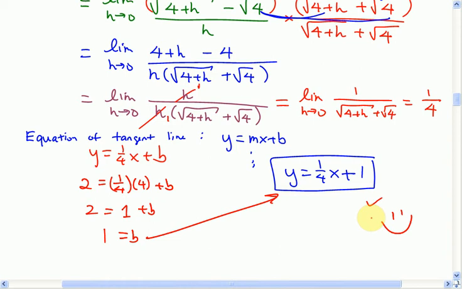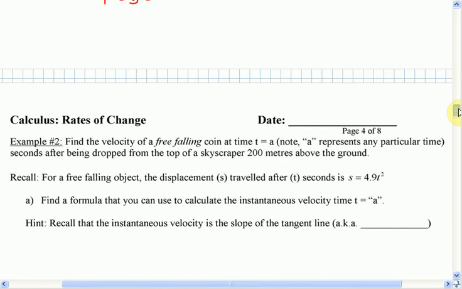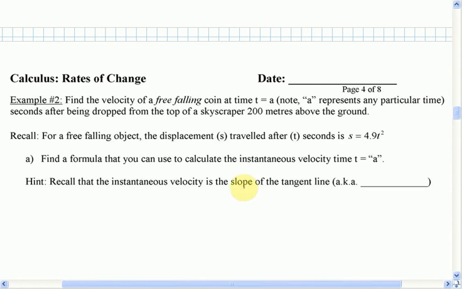All right. The next question, example number 2. Hey, we've done something like this before as well, okay? This is the one where on the first day I also asked you to do this one about the velocity of a free-falling coin. And we talked about how it falls off the cliff or the skyscraper, and you had to figure out the velocity. And more importantly, in calculus, we don't talk about just general velocity, but we're talking about the instantaneous velocity at this moment in time. Okay?